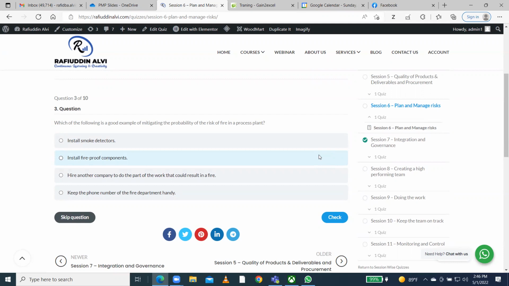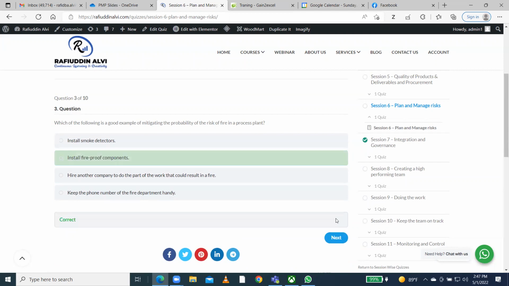Which of the following is a good example of mitigating the probability of the risk of fire in a process plant? Install smoke detectors, install fireproof components, hire another company, keep the phone number of the smoke detectors. Install fireproof components. Great, very good. Actually in the exam also, they will give you choices. All the choices will look similar, but you have to choose the answer by wearing PMI hats, meaning based on PMI, what is best?